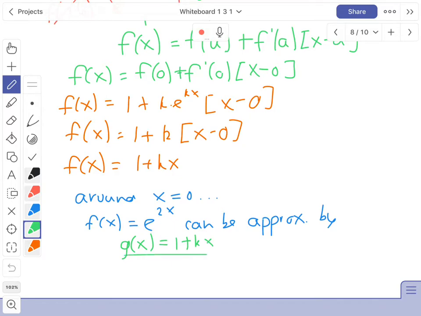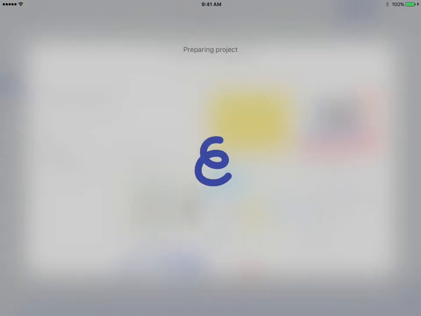And what we'd see here is that this line is way easier to work with than this. Now the huge caveat here is that it only works around x equals 0. If we changed it and said, well, what would happen around x equals 1? Let's look at that real fast.